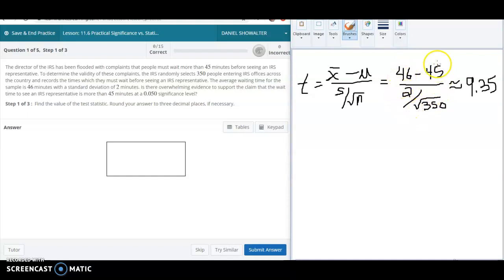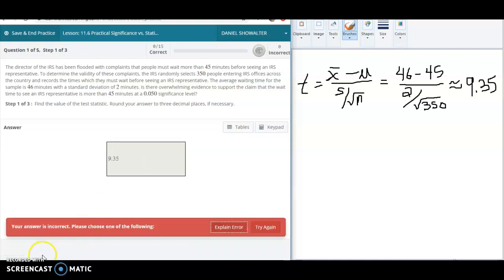Okay, this is what we're plugging in here, and this is what we should get. You should try this on your own just to make sure that you do get this answer. And that is our test statistic. So I'm going to plug that in.